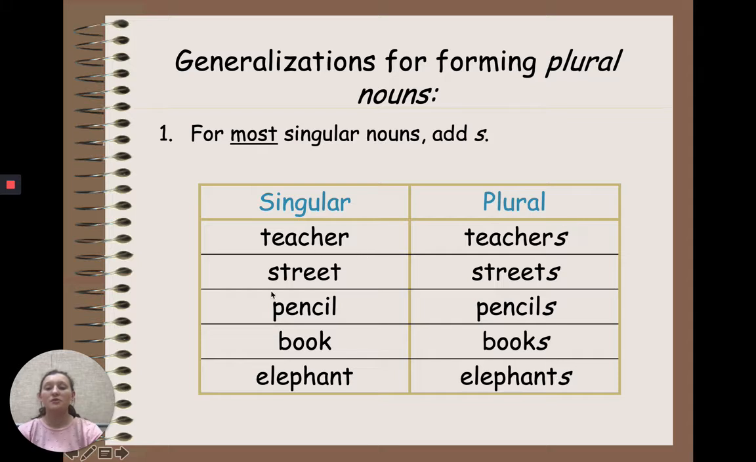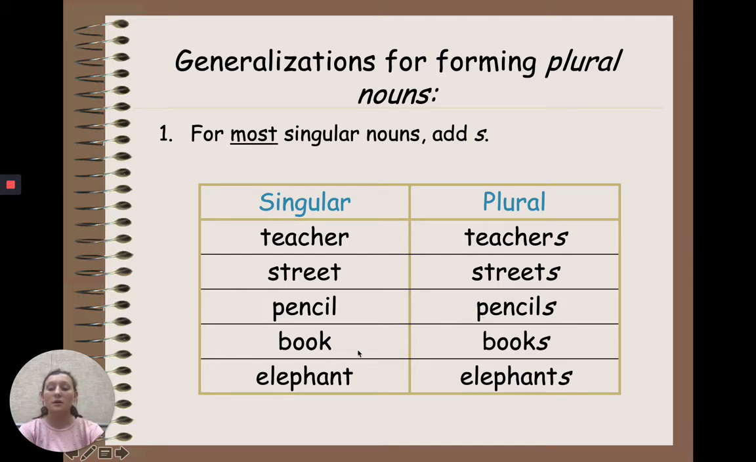Next we have the word street. We're talking about one street. Now we want to talk about multiple streets. So we add an S on to the end to make it streets. Next we have one pencil, and now we have more than one pencil, so we have to put an S on to make it pencils.